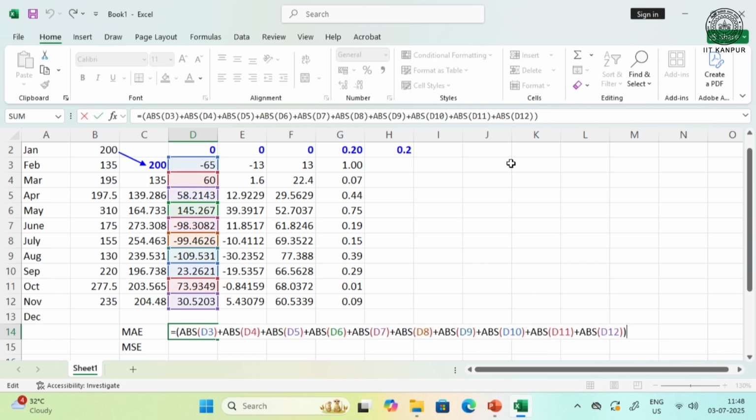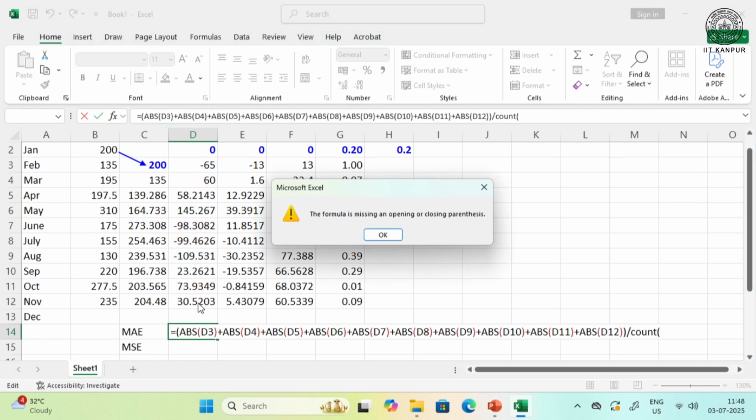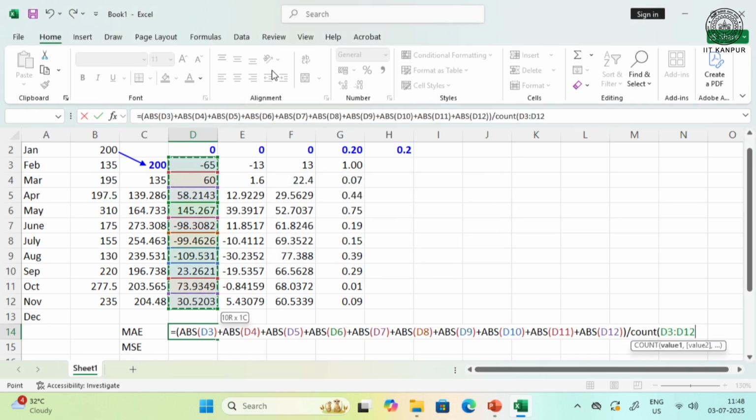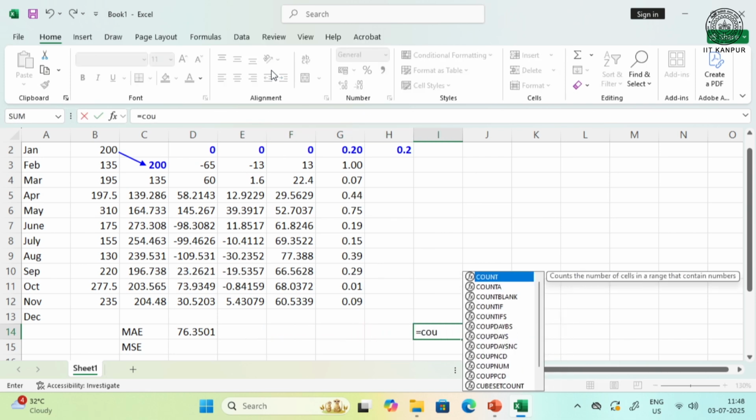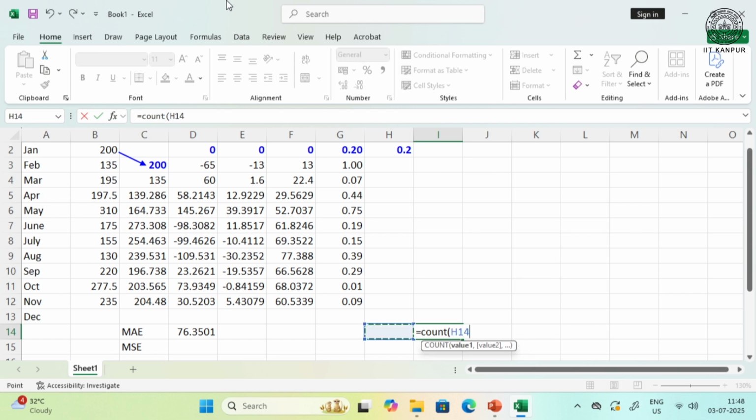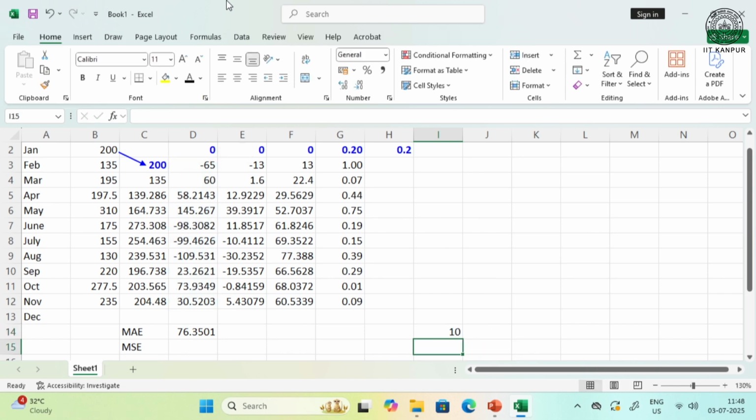So, I need to find out the count of the values, the number of values which are here. Let me check that the count function is working, so that I do not want any error for any one of us to understand. The count value is 10, as it is 1, 2, 3, 4, 5, 6, 7, 8, 9, 10. So, count is 10, which is perfect. So, the mean absolute error for alpha 0.2 and beta 0.2 is this.